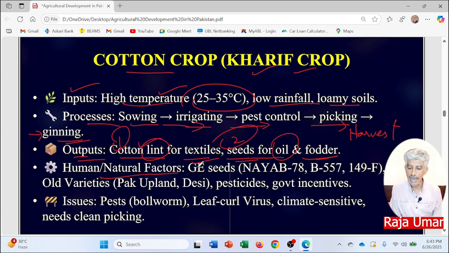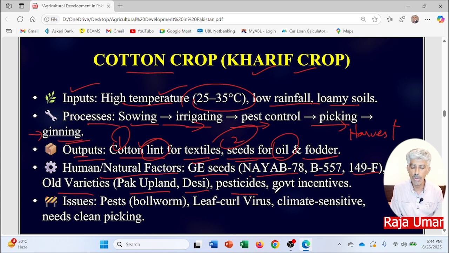So human and natural factors: genetically engineered seeds, they are NIAB 78, B557 and 149F. These are the names of those seed varieties which grow really well in Pakistan, and they give very good production of cotton. Old varieties which are still grown here in Pakistan but are really rare now are Pak Upland and Desi varieties; they are also grown but in smaller areas.